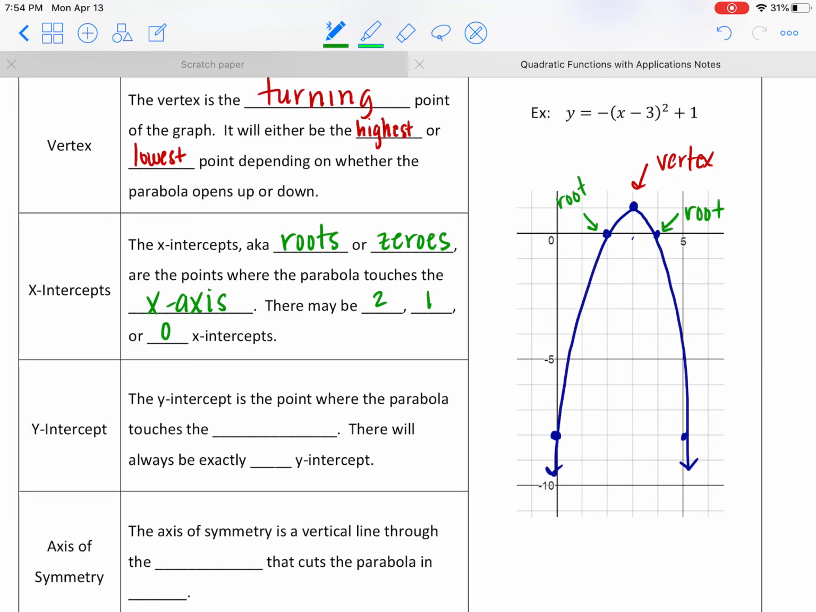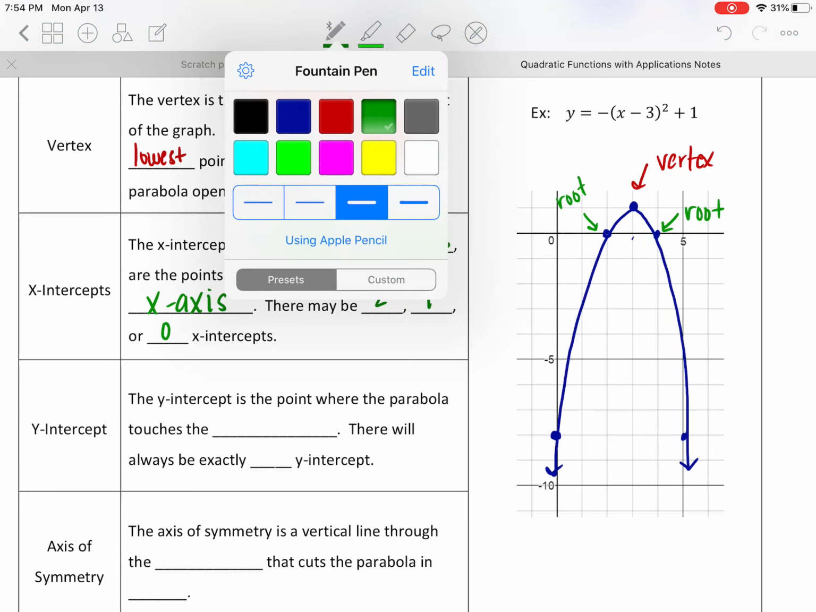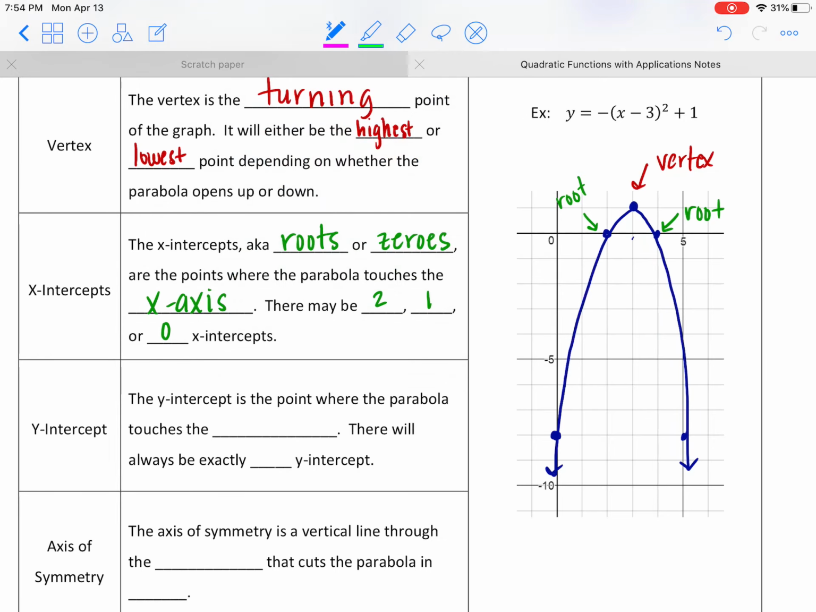All right, so x-intercepts, or roots, or zeros, are where your graph touches the x-axis. And then we have y-intercepts. This is where your graph touches the y-axis. How many y-intercepts are you going to have? Exactly one every single time. No matter where your parabola is, eventually it's going to cross the y-axis one time. On this particular graph, our y-intercept is right here, and again, that point was identified from Desmos.